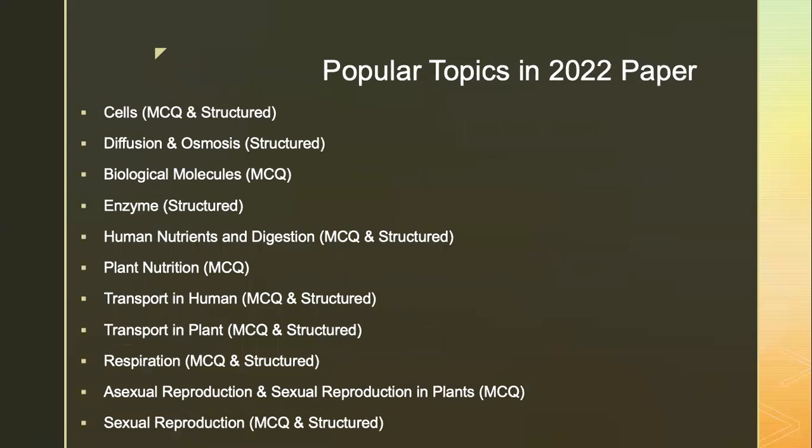Now, in summary, here are the popular topics for last year's paper. We have cells that appear in both MCQ and structured. We have diffusion and osmosis, biological molecules, enzyme, human nutrition and digestions, plant nutrition, transport in human, transport in plant, respiration, asexual reproduction and sexual reproduction.